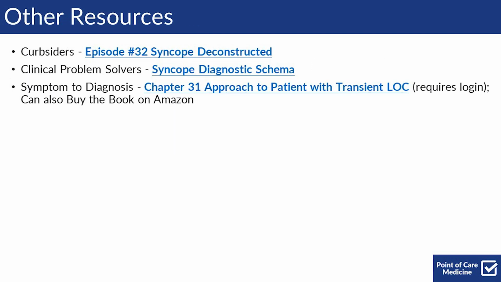Other resources that are not literature include the Curbsiders episode 32, where they deconstruct syncope, which is excellent, the Clinical Problem Solvers that has a good diagnostic schema for approaching syncope, and then Symptom to Diagnosis, which has both a book and a podcast, and is something in chapter 31. Most people have access to that book online for free, but you can also buy it on Amazon.